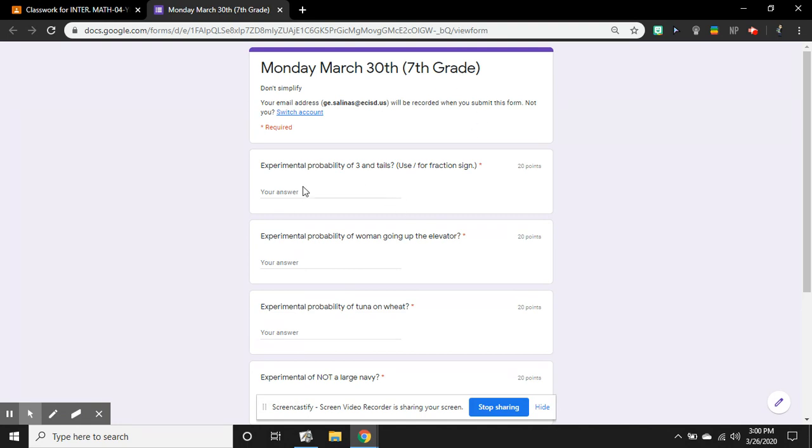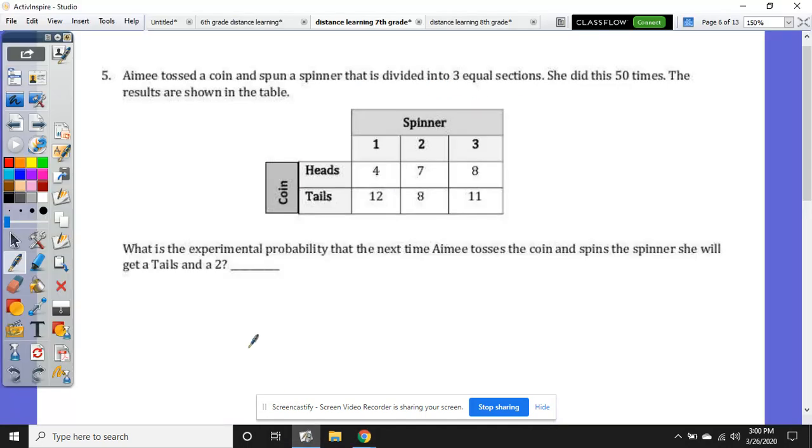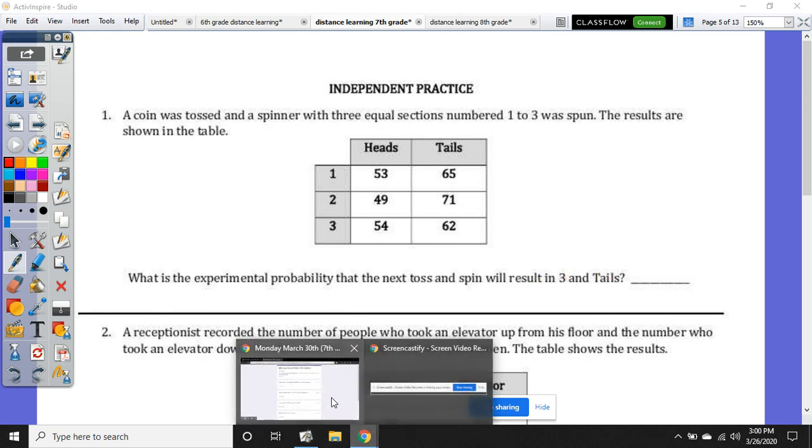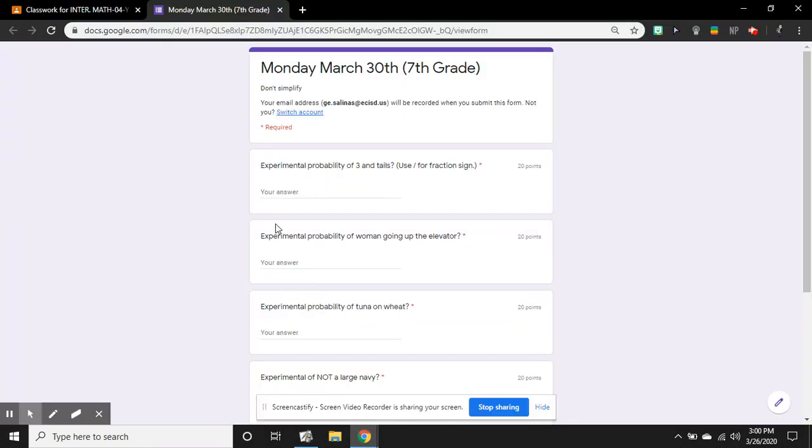Now, this is a Google form. It says experimental probability of 3 end tails. That was question 1. What is the experimental probability that the toss and spin will be 3 end tails? I just copied the question. So you're going to put your answer here.